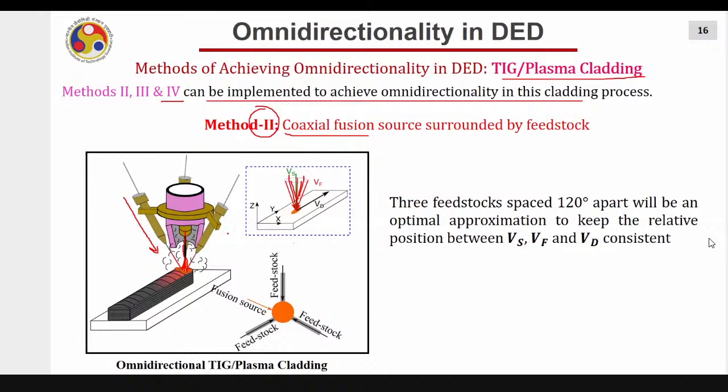So why don't we reduce it to the minimum possible number? The minimum possible is 3 wires. You feed 3 wires from 3 sides. They are 120 degrees apart, and at the molten pool they will look like merging from all 3 sides. And now you move in any direction, in this direction, in this direction. What will happen? The scenario will be the same. Okay, this is the approximation part. It is not really a very good solution for omnidirectionality, but approximately the angle between VS, VF and VD will remain consistent.